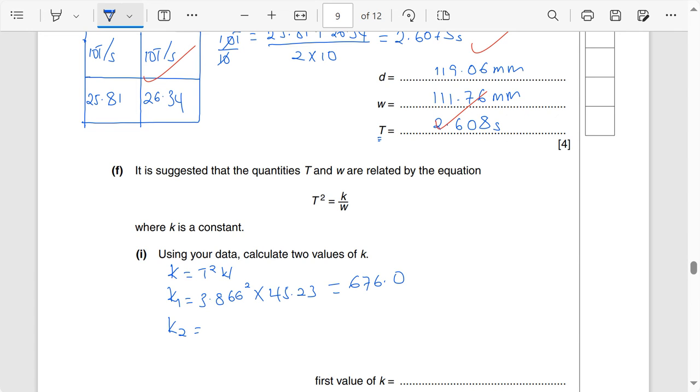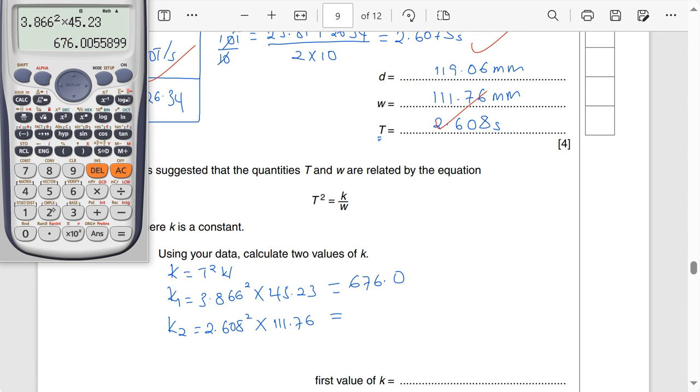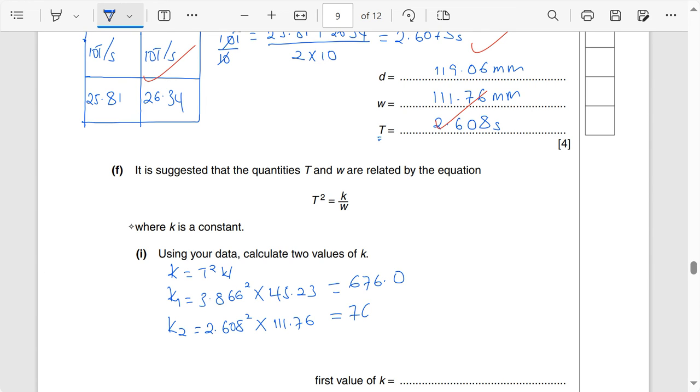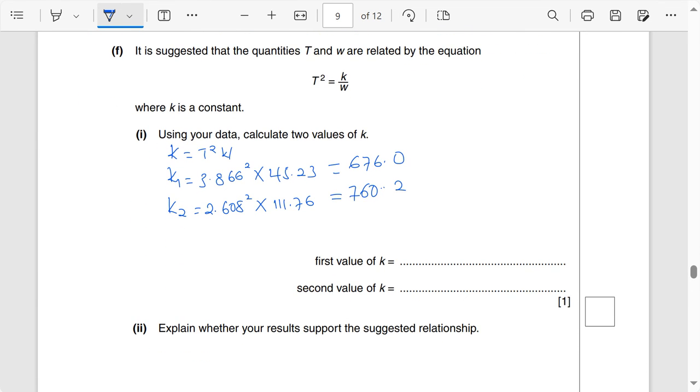Then the second K value, T is 2.608 squared, then times W, which is 111.76. So this is 2.608 squared times 111.76. And my student gets 760.2. So these are the K values she got here. So she writes here 676.0 and 760.2. The units were not necessary, so she did not include the units.